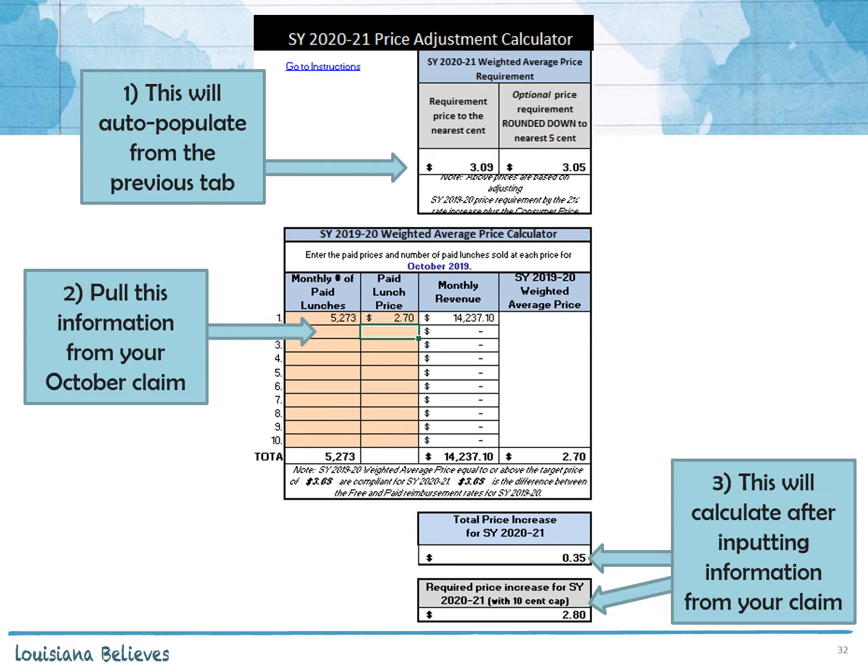Now we zoom out a little and can see the other portions of the Price Calculator tab in the PLE tool. Number 1 will auto-populate from the first tab we worked on, the Unrounded Requirement Finder. The information from Section 2 is pulled from your October claim, and the information in Section 3 will auto-calculate after you have entered the information from your claim in Section 2.